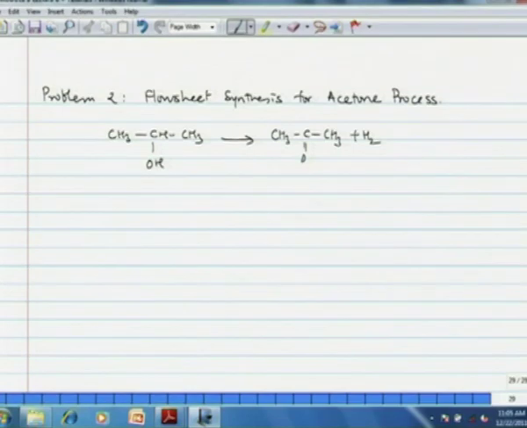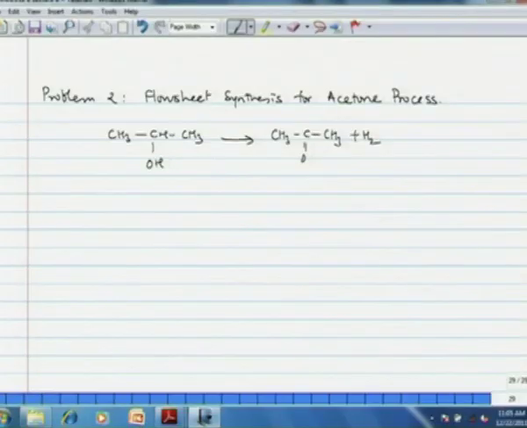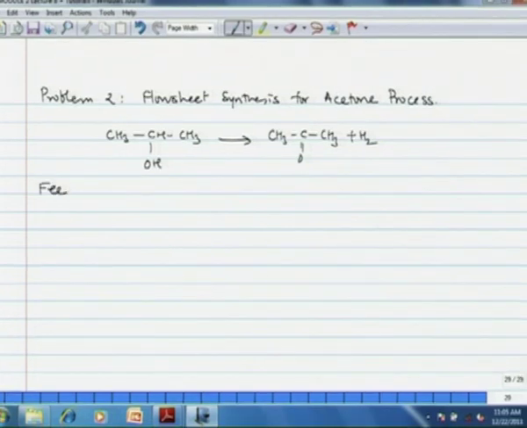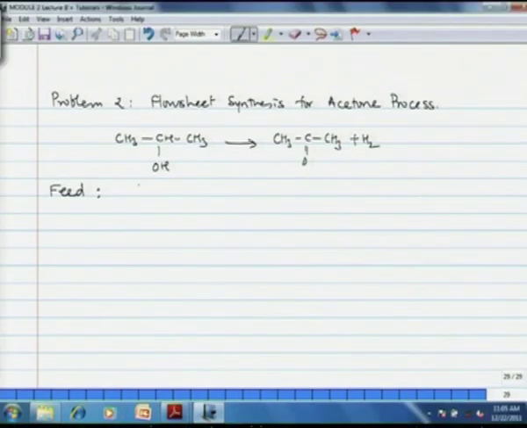We shall see the second problem of this tutorial, that is the flow sheet synthesis for the acetone process. Acetone is manufactured by dehydration of isopropanol, and we have the basic reaction as isopropanol getting decomposed to acetone and hydrogen. Okay. Now, let us see the basic aspects of this particular process. The feed of the process is an azeotrope containing 70 mole % of isopropanol.